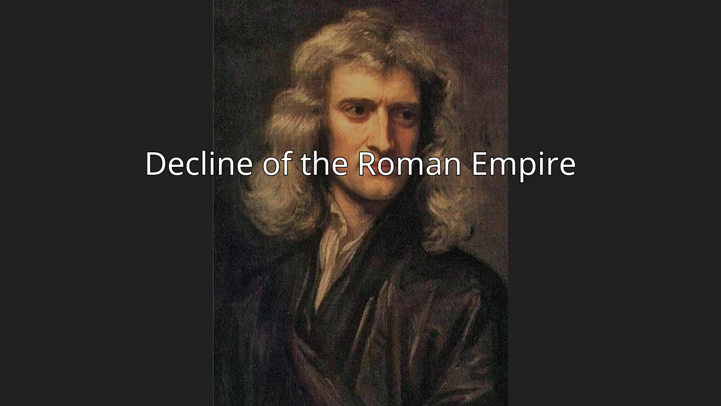Decline of the Roman Empire. The Roman Empire had been repeatedly attacked by invading armies from northern Europe, and in 476, Rome finally fell. Romulus Augustus, the last emperor of the Western Roman Empire, surrendered to the Germanic king Odoacer.